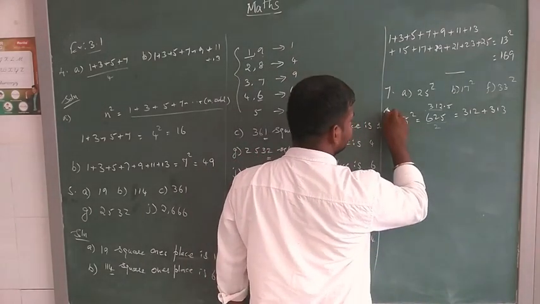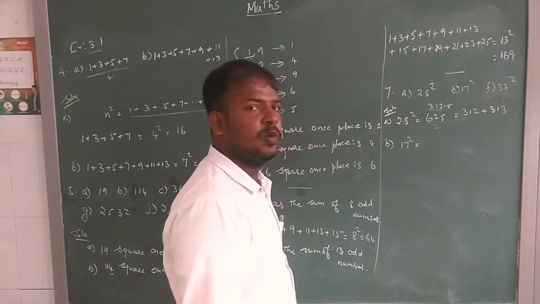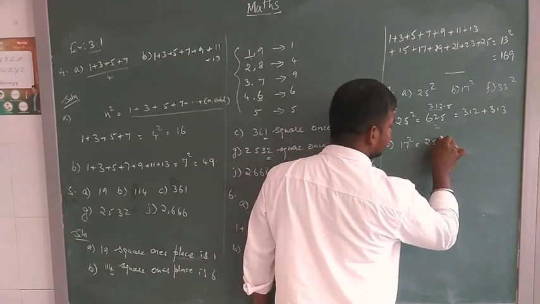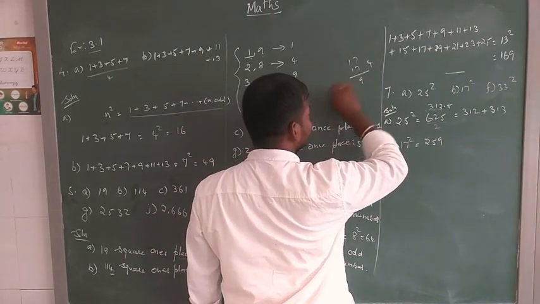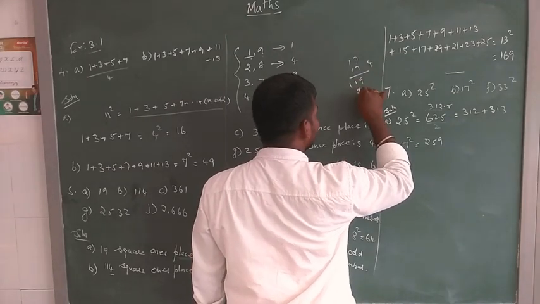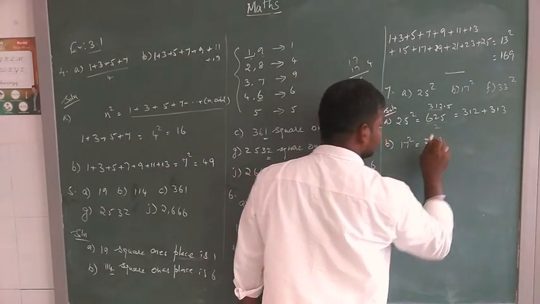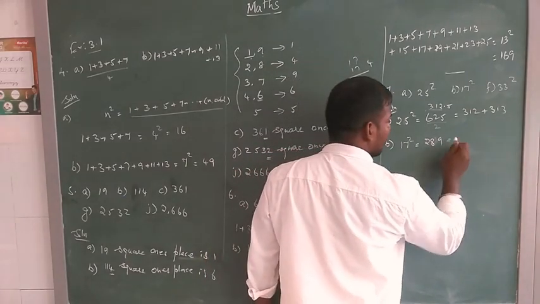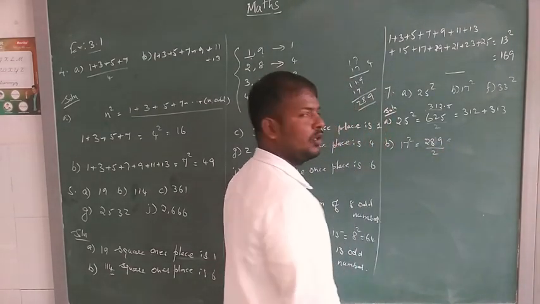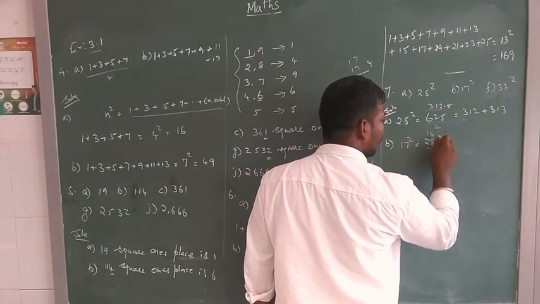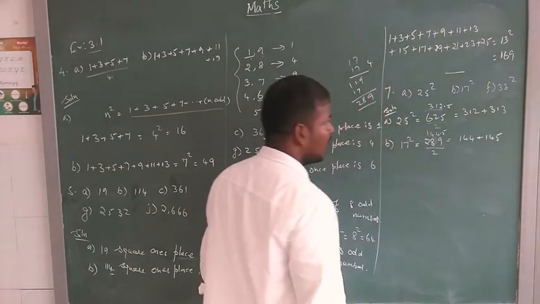So what about the next one? Next problem, B problem, 17 square. So what is 17 square? 17 into 17, 7 sevens are 49, remainder 4, 1 seven is 7, 7 plus 4 is 11, 1. So 289. So what are the two consecutive positive integers? For the sum of two consecutive positive integers, we have to divide by 2. So we get 144.5. So what about the two numbers? 144 plus 145.